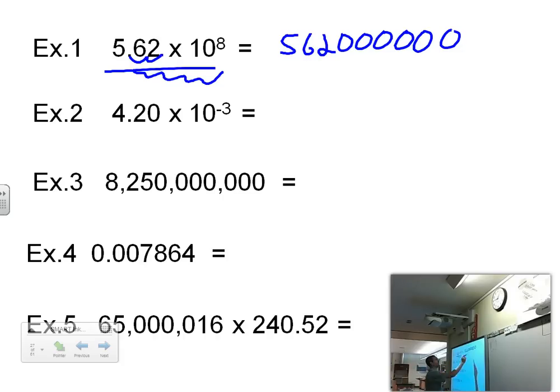Now I'm going to go back and put the commas in and group these, every 3. So 1, 2, 3, 1, 2, 3. So that number is 562 million. Okay, so that's in standard form. Notice the next example, I have a negative exponent. So as soon as you see a negative exponent, you know that number is less than 1, because you're going to move the decimal that many places to the left.